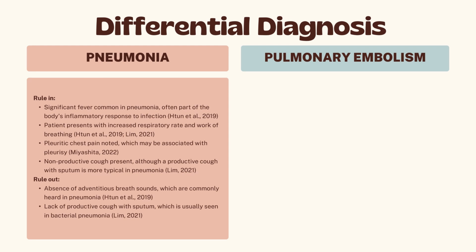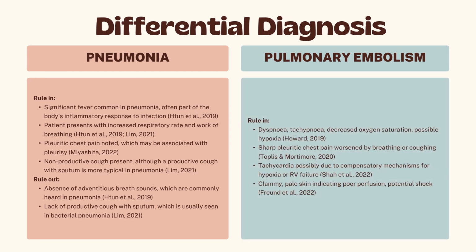However, there are many reasons to be wary when attributing the patient's symptoms to pneumonia. The absence of adventitious breath sounds make pneumonia a less likely diagnosis, as upon auscultation it is more common to hear wheezing, crackles, or diminished breath sounds. Additionally, the ECG changes shown are more indicative of pericarditis than pneumonia. Furthermore, whilst pneumonia can present with a non-productive cough, it is more common to have a productive cough with sputum, which is notably absent in this case.